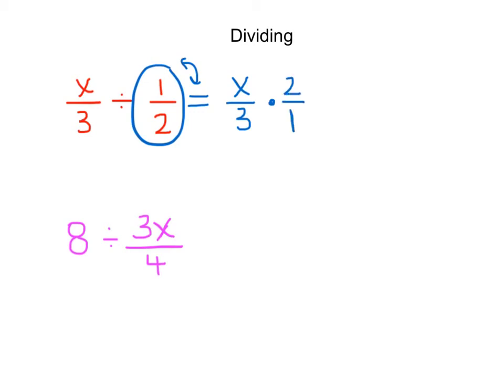We know how to multiply. Just go straight across. So x times 2 makes 2x. 3 times 1 makes 3. And then again, make sure that you cannot reduce that fraction. 2/3 can't be reduced, so my answer is 2x over 3.